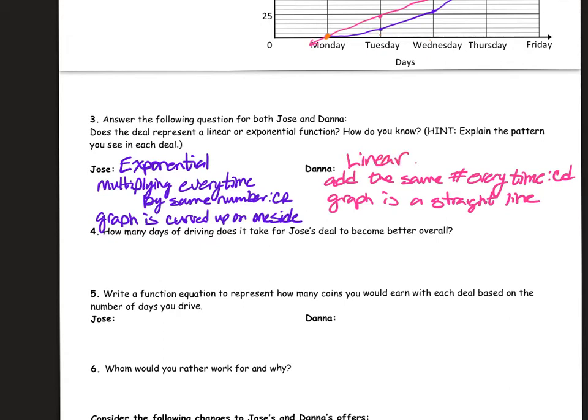So if you got those right and you got a couple of reasons, good, right? Awesome. So really quick, you should be able to get the answer from your graph on this one. How many days of driving does it take Jose's deal to become better overall? I'm going to pause for another couple seconds while you answer that.